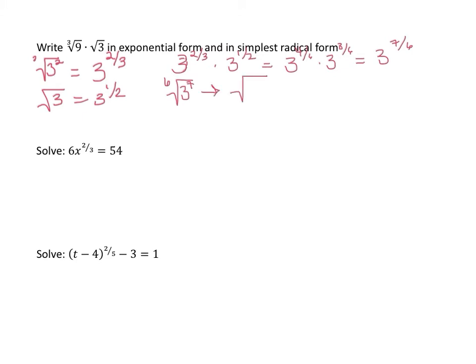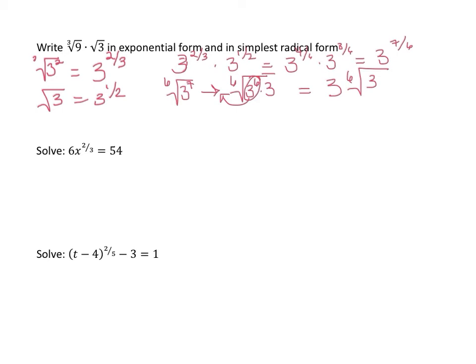That's really the 6th root of 3 to the 6th times 3. Why do I want to do that? Well, there are 6 3's here that can come out of this radical, so I'm really looking at 3 times the 6th root of 3.